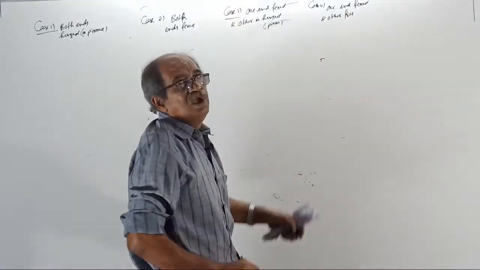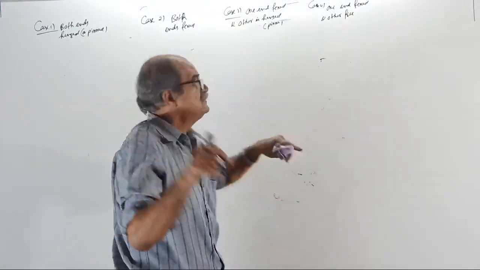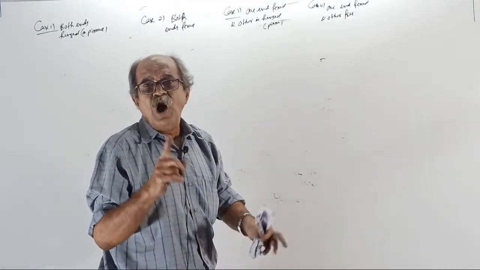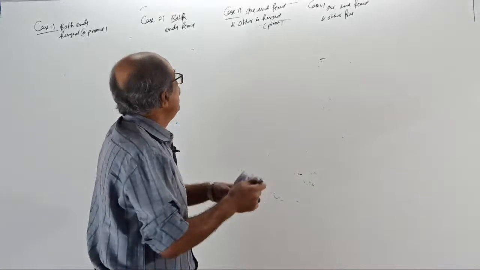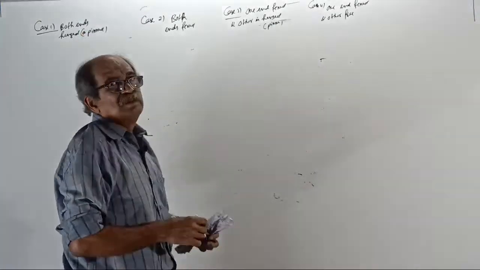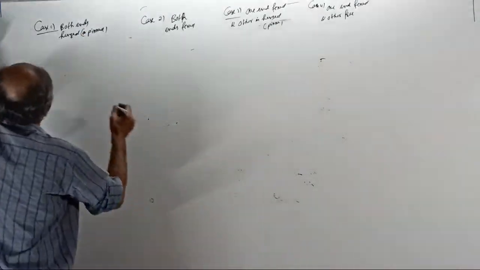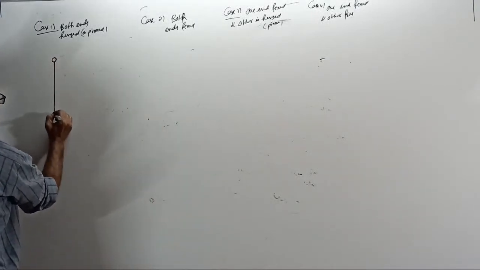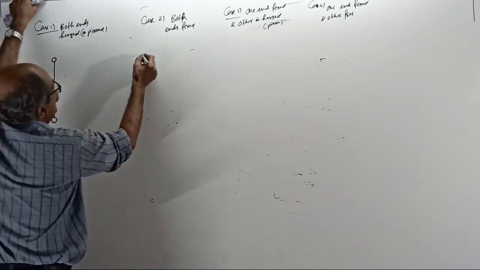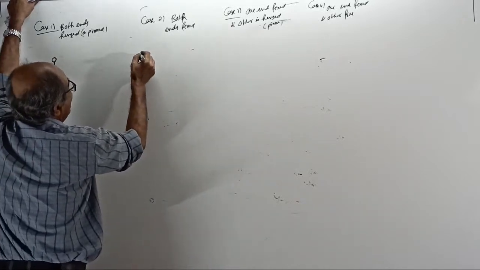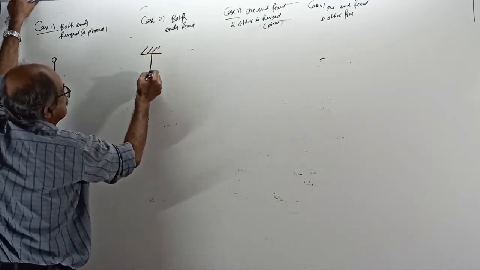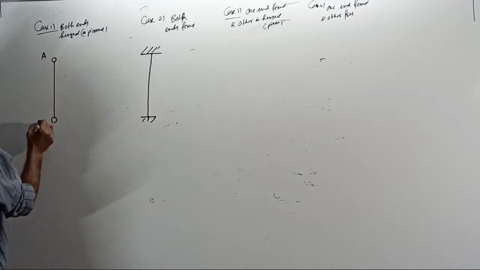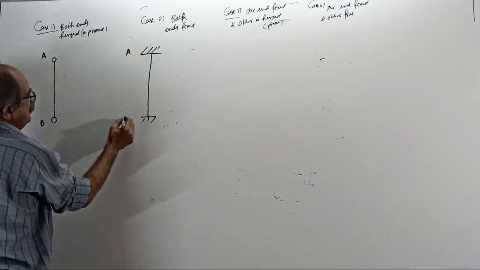Now, make a note. For all these standard cases, I will write afterwards. First I want to discuss the boundary conditions. See correctly, this solid black color is the initial position. Both ends are fixed. In all the classes, I will take this as A and this as B. You can take whatever you want.